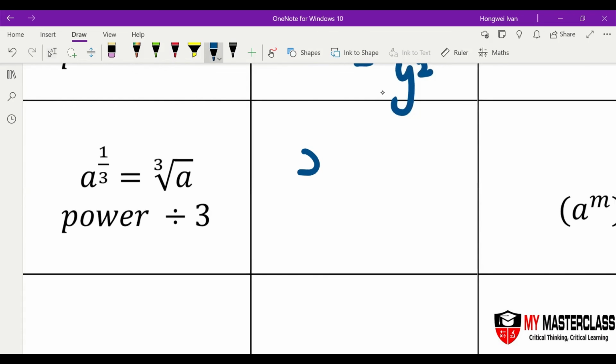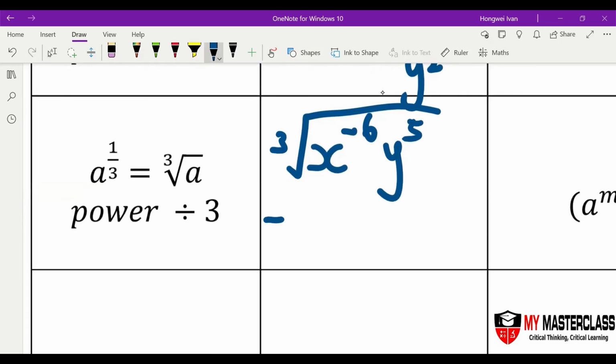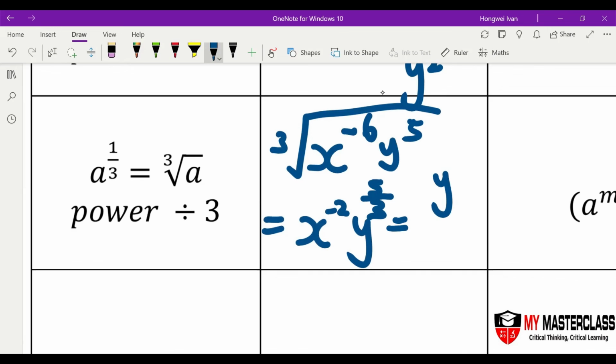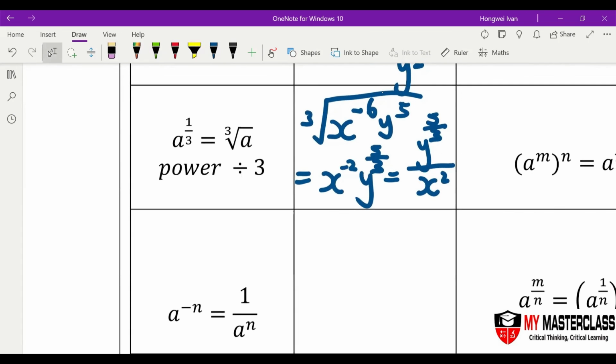So if I have x to the power of -6, then y to the power of 5, okay, cube root. This will equal x to the power of -2, y to the power of a fraction, 5 over 3. This is 5 over 3. Remember, negative power goes down, so y to the power of 5 over 3 over x squared.